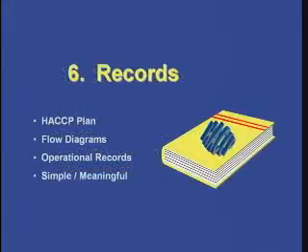Records, principle number 6. Records include the HACCP plan, flow diagrams, and operational records, and these should all be simple and meaningful. Operational records include things as simple as ensuring that equipment is washed, rinsed, and sanitized, taking temperatures of warewashing units and manual compartments, a 3-compartment sink, basically the things that are done day to day on a normal basis.